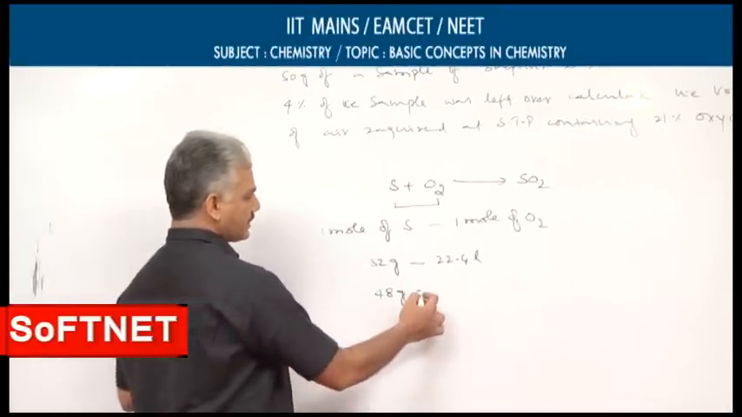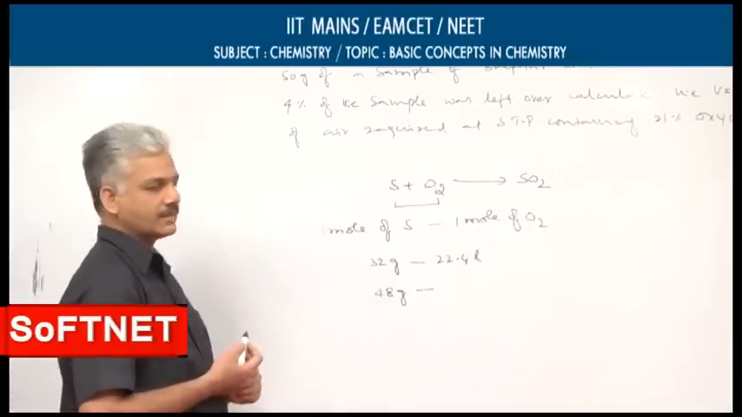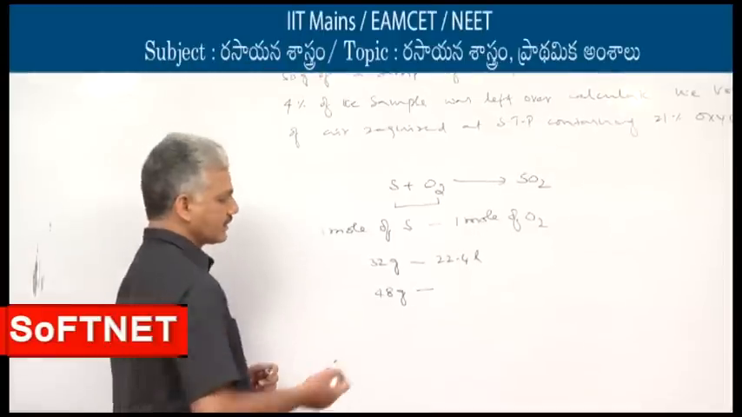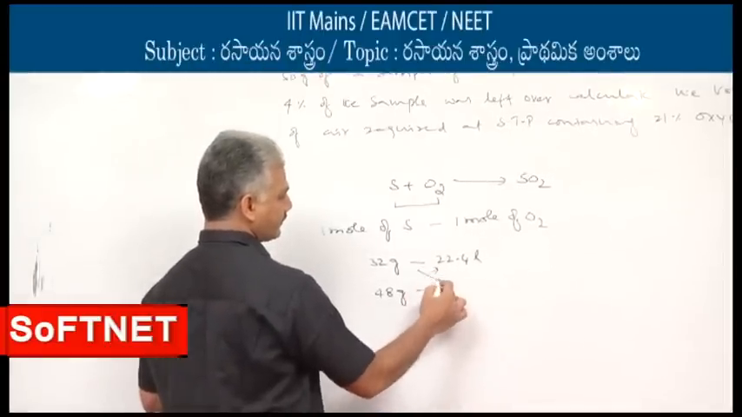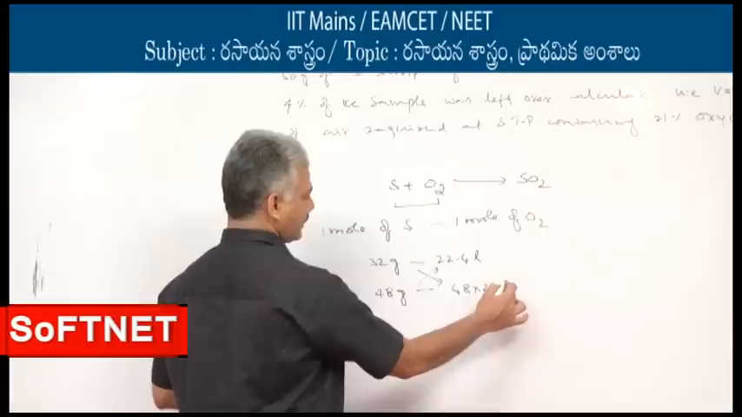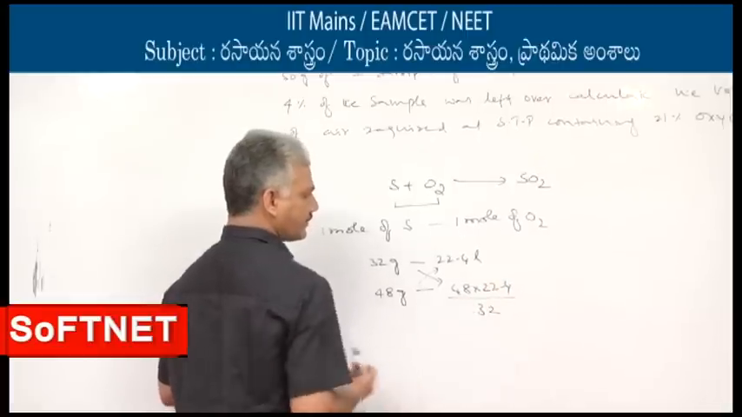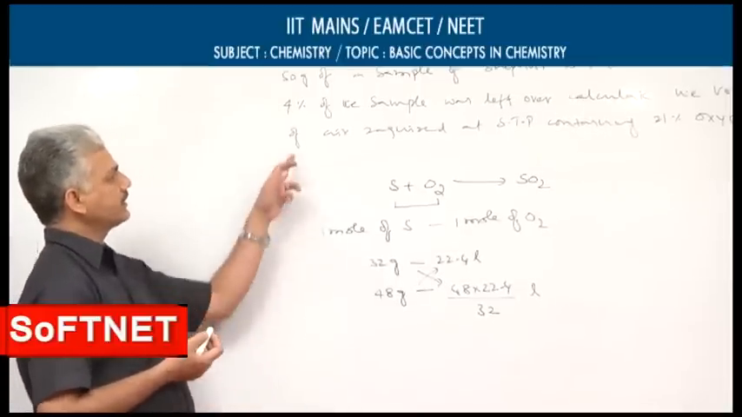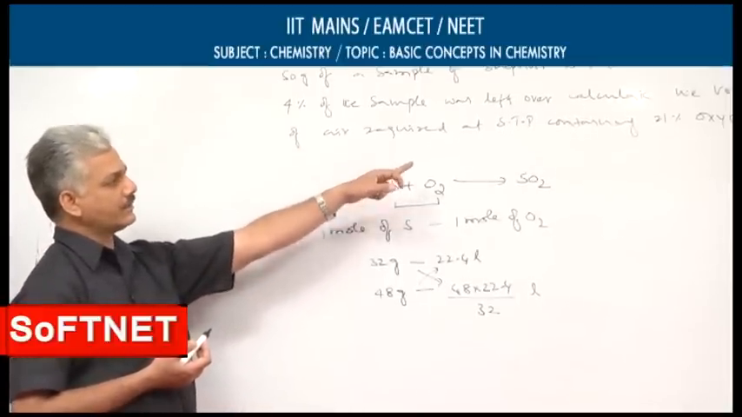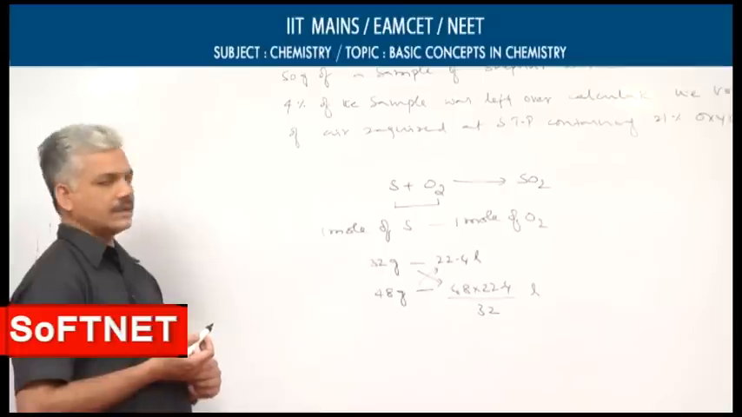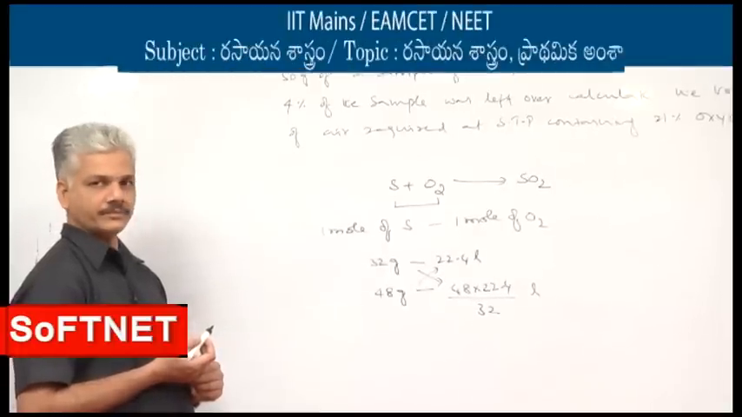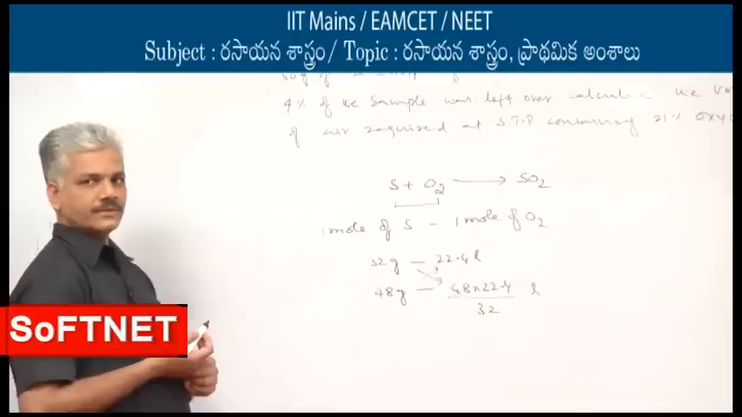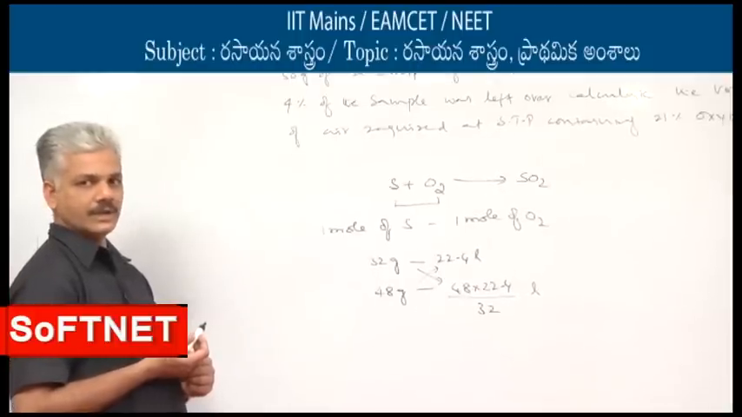Now, for the reaction of 48 grams of sulfur, how much oxygen is required? That has to be calculated first. So, it comes out to 48 into 22.4 by 32 liters. But what we need to calculate is the volume of air required for the combustion of the sulfur in the given problem. Now, data is also given that air consists of 21% oxygen by volume.